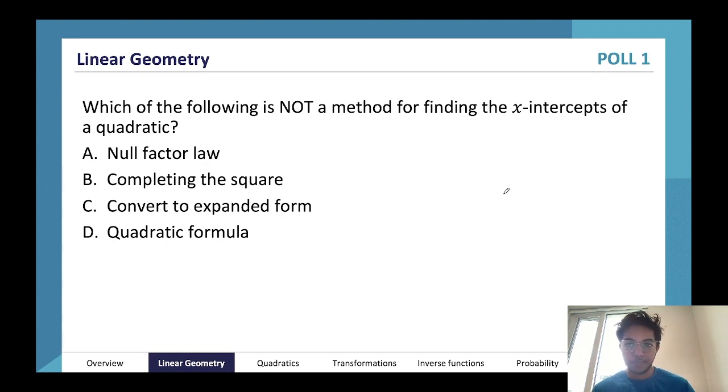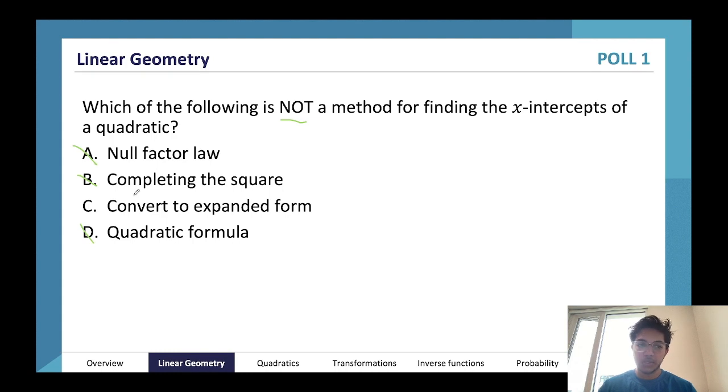Alrighty. Okay, this is a bit of a throwback. Hopefully you remember some stuff from last year, maybe, if you were taught it. All right, so what is not a method for finding the x-intercept of a quadratic? Well, the quadratic formula, by definition, will tell us the x-intercepts. Completing the square is a form of factorization, which can lead to solving the x-intercepts. And null factor law is also how we figure out x-intercepts. If these terms aren't familiar to you, don't worry, we'll go through them soon.